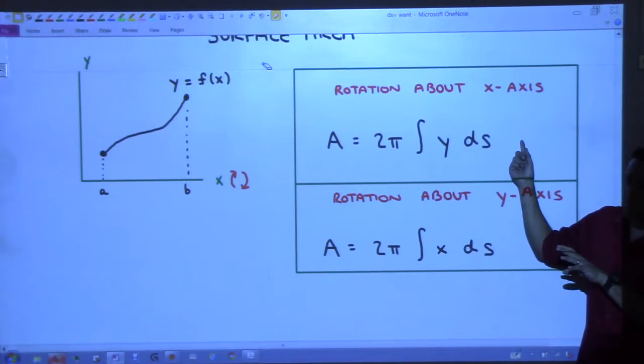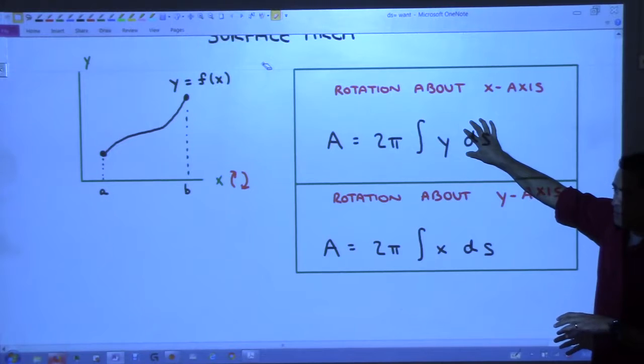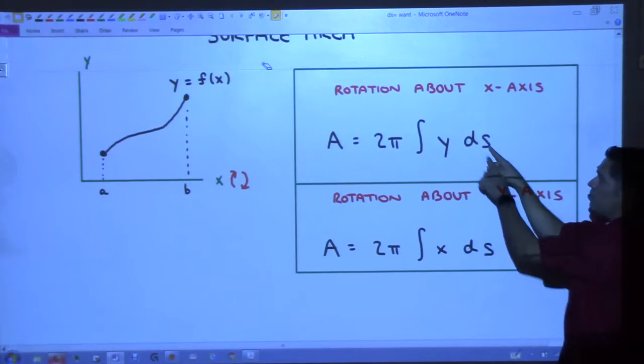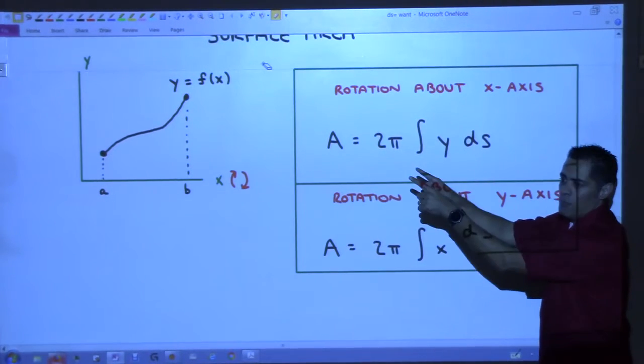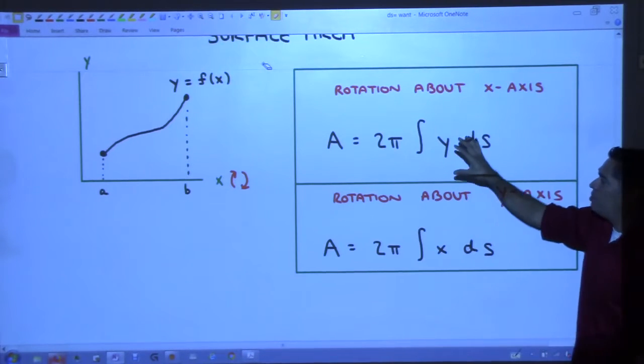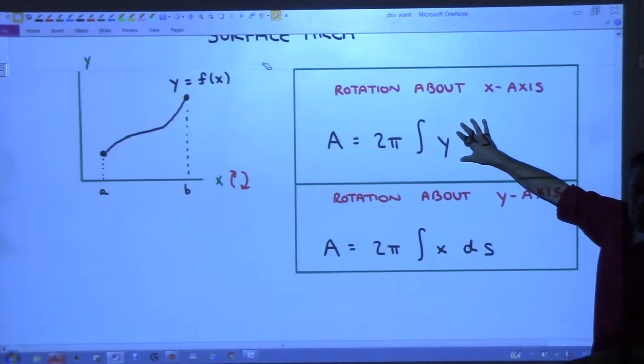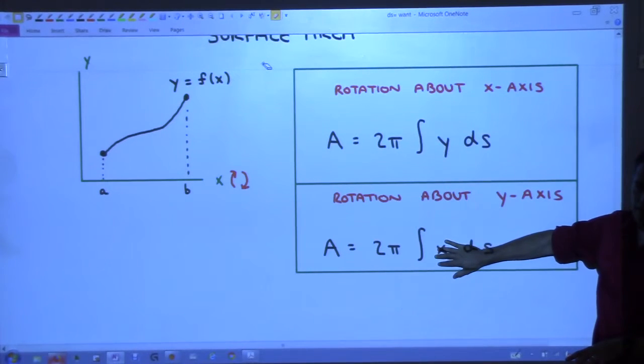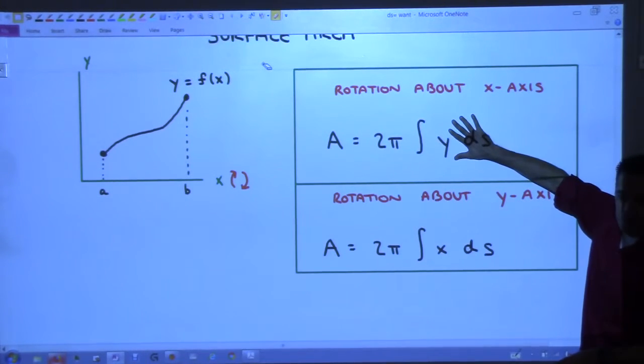Because this is very important. This ds can be two different things. So which one we use will depend on the problem we're given. And I'm going to do an example of each one right now, all right? And then after we do that, we will talk about rotation about the y-axis. All right, so let's start just with this.